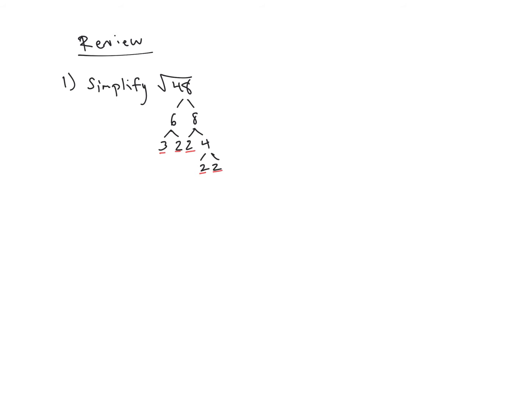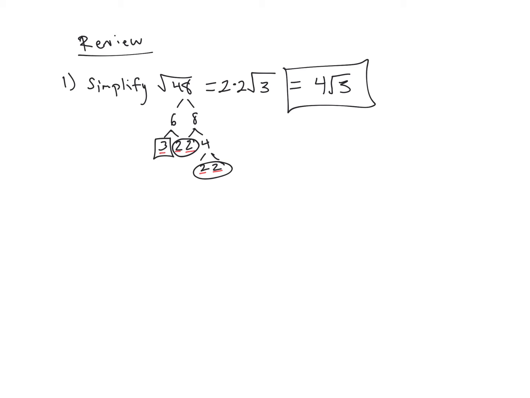And then I'm looking at all the numbers at the end of the branch and seeing how many pairs I have. I have 1 pair of 2s, a second pair of 2s, and a single 3. So the single 3 stays on the inside. Both 2s are going to come outside and multiply together. So I'm left with 2 times 2 is 4 on the outside, square root of 3 as my simplified form.